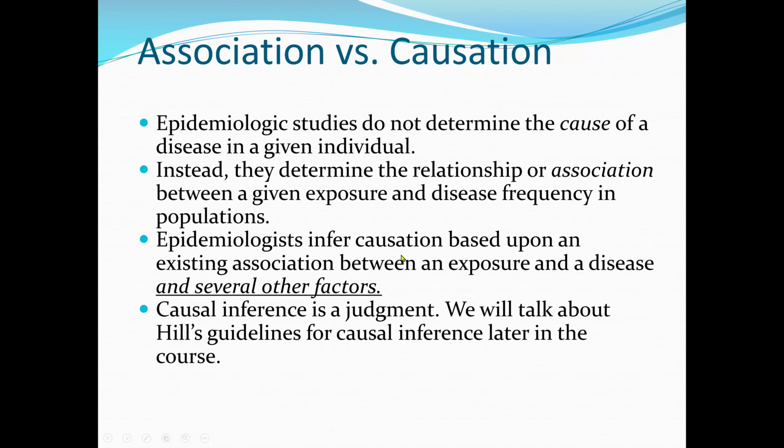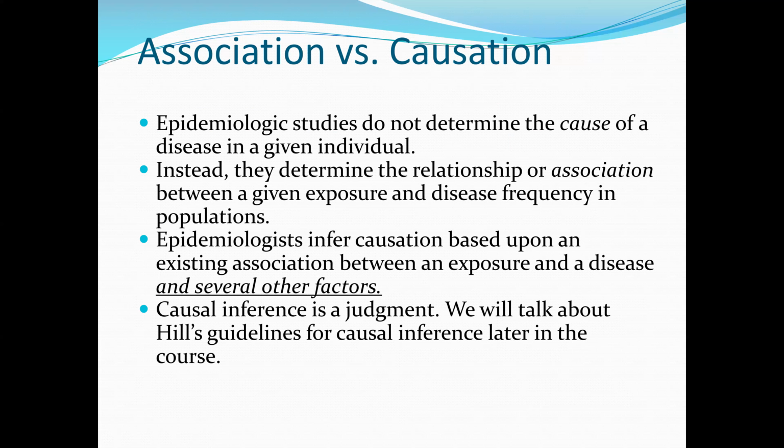We'll make a decision on causation based upon an existing relationship or association between the exposure and the disease, and any several other factors. So causal inference is a judgment, and we will talk about Hill's guidelines for causal inference later in the course. I think that's the key word here. As an epidemiologist, our main goal is to find out if there's any relationship or association between risk factors and a disease or outcome.